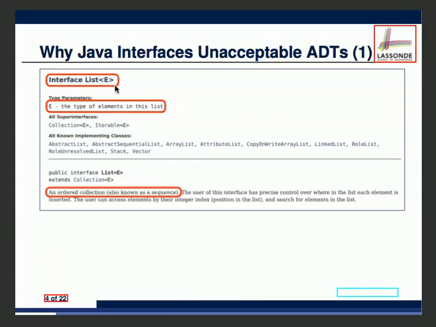And somehow we have this E over here, which we will talk about today. It's something called a generic parameter. Somehow we are parameterizing the element type of the list using E. So it can be a list of person, a list of string, or a list of integer. So E can be instantiated into different types.